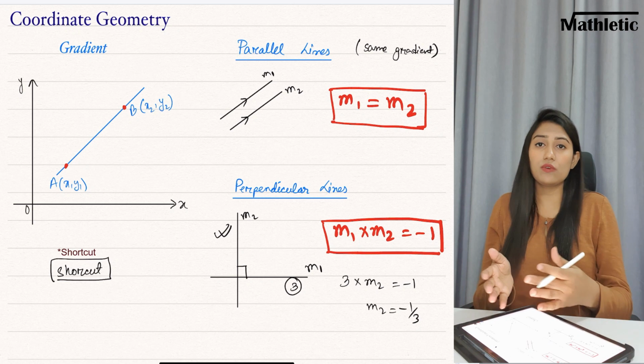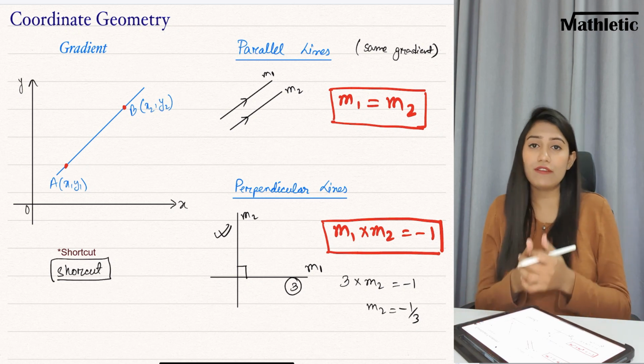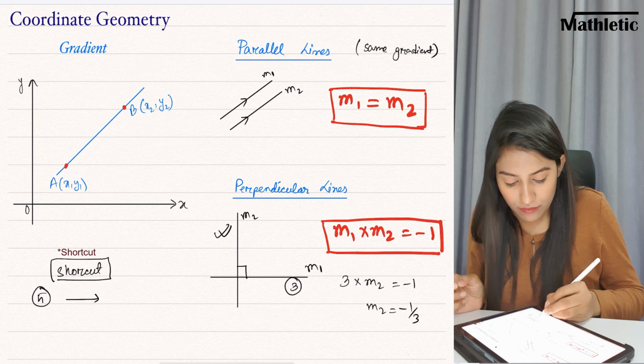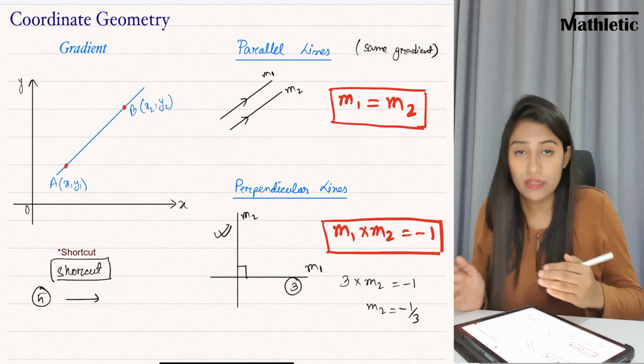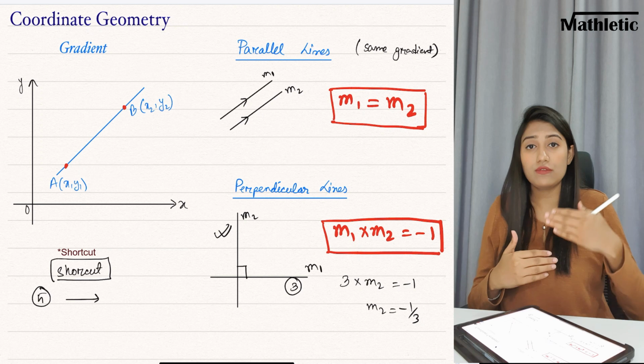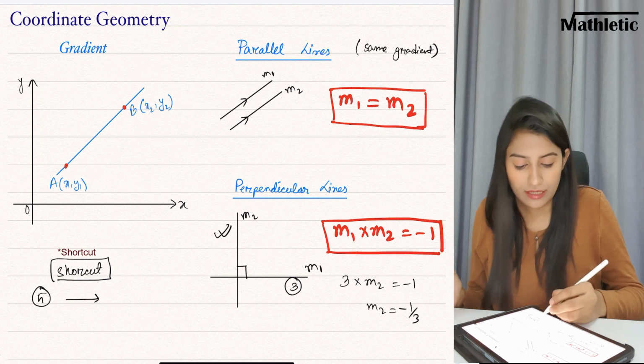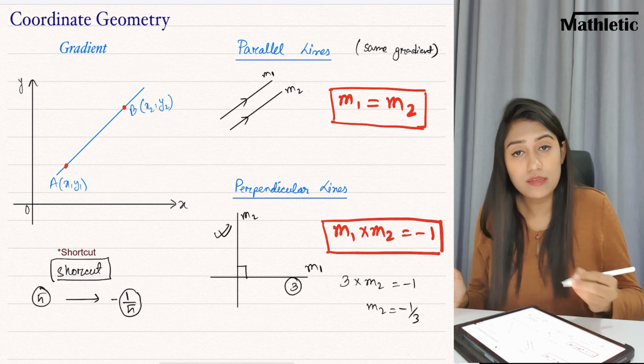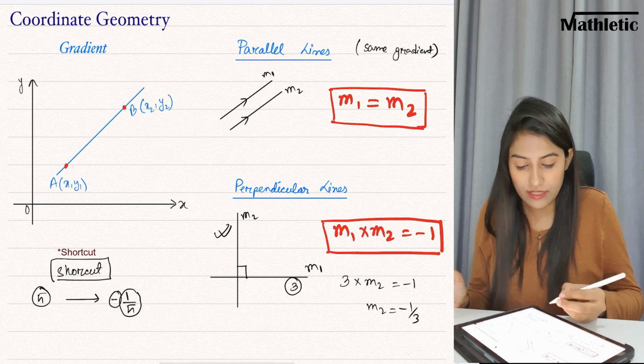Reciprocal of 2 is what? Half. Reciprocal of 5 is what? 1/5. Similarly, if you have a gradient of 5 and you need to find the gradient of the perpendicular line, it will be -1/5, as in you take the reciprocal and then use a negative sign over here.